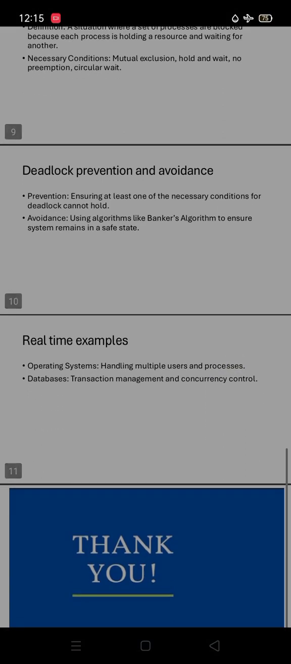Deadlock prevention and avoidance. How can we prevent the deadlock? Prevention is ensuring at least one of the necessary conditions for deadlock cannot hold. So if we prevent this, deadlock will not happen. Avoidance: we have to avoid deadlock, so we use algorithms like the banker's algorithm to ensure the system remains in a safe state. When many deadlocks are happening, the system is unsafe.